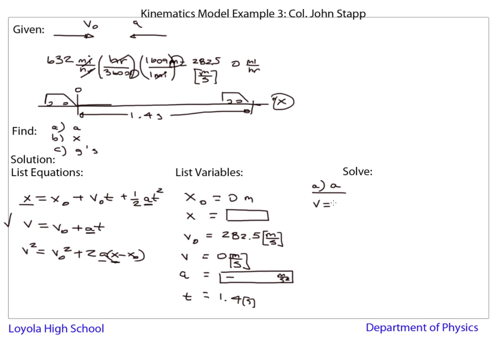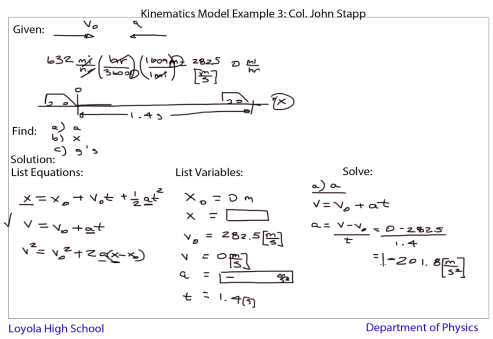So v is equal to v0 plus a t. If I solve algebraically, a is equal to v minus v0 over time, which is 0 minus the 282.5, my initial velocity, over 1.4 seconds, which gives me a number of negative 201.8 meters per second squared. And you can see I got the negative sign here, which I thought I had.